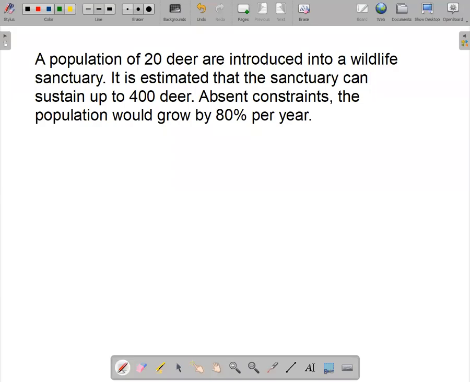Hello, population of deer. All right, so we have 20 introduced into a wildlife sanctuary. So I'm assuming sanctuary means it's confined somehow. It's estimated that the sanctuary can sustain up to 400 deer. So once I see something like that, I'm thinking, oh, this is probably logistic growth, and that 400 is the carrying capacity.